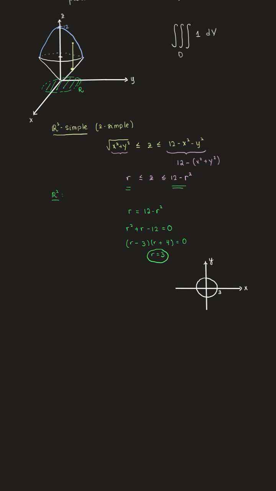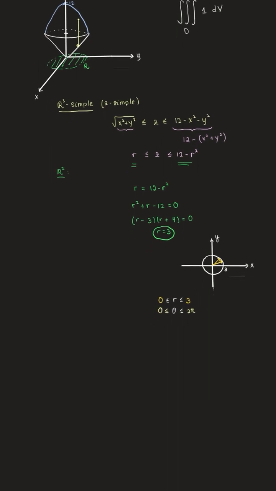And we can now find the bounds for r and for theta. Since we're going r simple, we start at r equals 0 and go all the way out to the curve. So we see that r will be between 0 and 3. And theta, we want to go all the way around the circle. So theta is going to be between 0 and 2 pi.